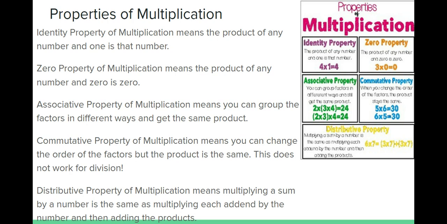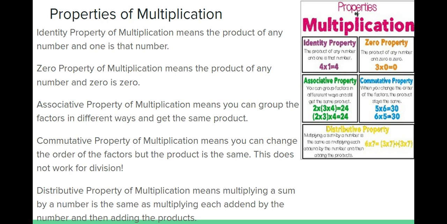The zero property: any product in a problem that is multiplying by 0 is going to be 0. Product is our answer. We know that anything times 0 is 0. So the zero property in multiplication means that any number multiplied by 0 is 0.